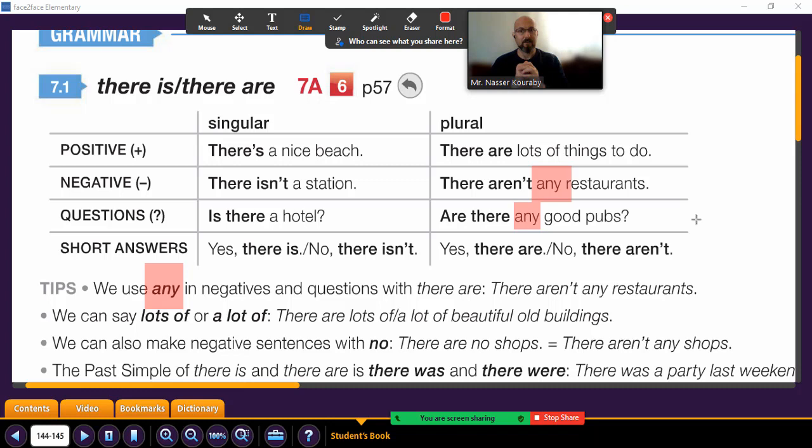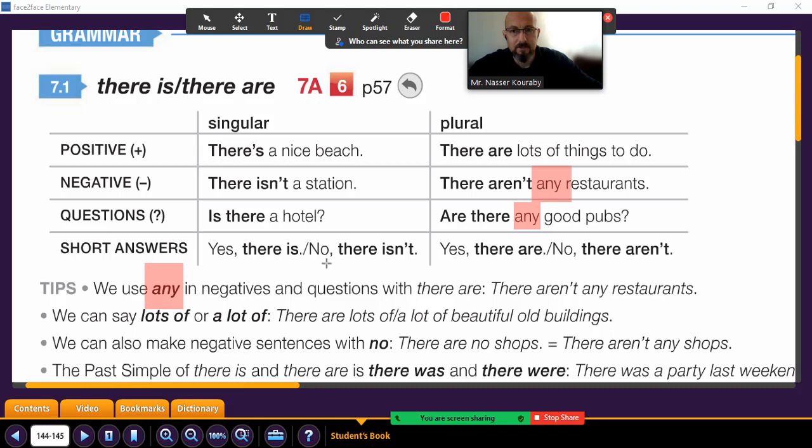Yes, there is. Okay. Are there any chairs? The answer, for example, you say, no, there aren't. There aren't any chairs. So, any, we use it with what? Negative and question. Okay?